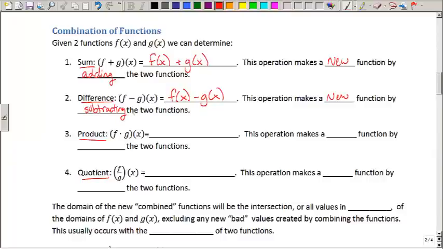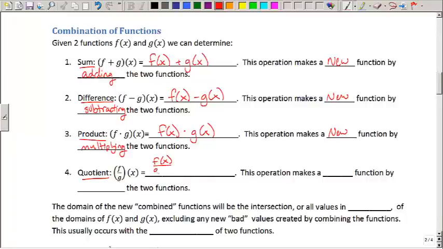the two functions. For the product, pronounced f times g of x, notice this is a dot, it's not an open circle, which we'll use a little bit later in the lesson. This is f times g of x, which means f of x times g of x. This makes a new function by multiplying the original two functions.